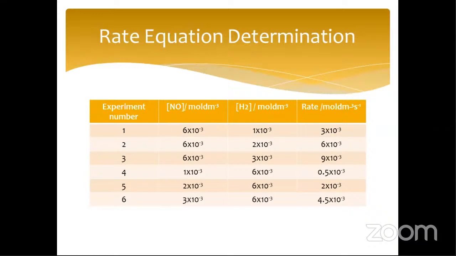All right, so this is information for the reaction between nitrogen monoxide and hydrogen. And I'm giving you just the basic data here. So 6 experiments were carried out, and you have the concentration of nitrogen monoxide in moles per dm cube and the concentration of hydrogen in moles per dm cube. The initial rate is given in moles per dm cube per second. So this is data that will be supplied to you.